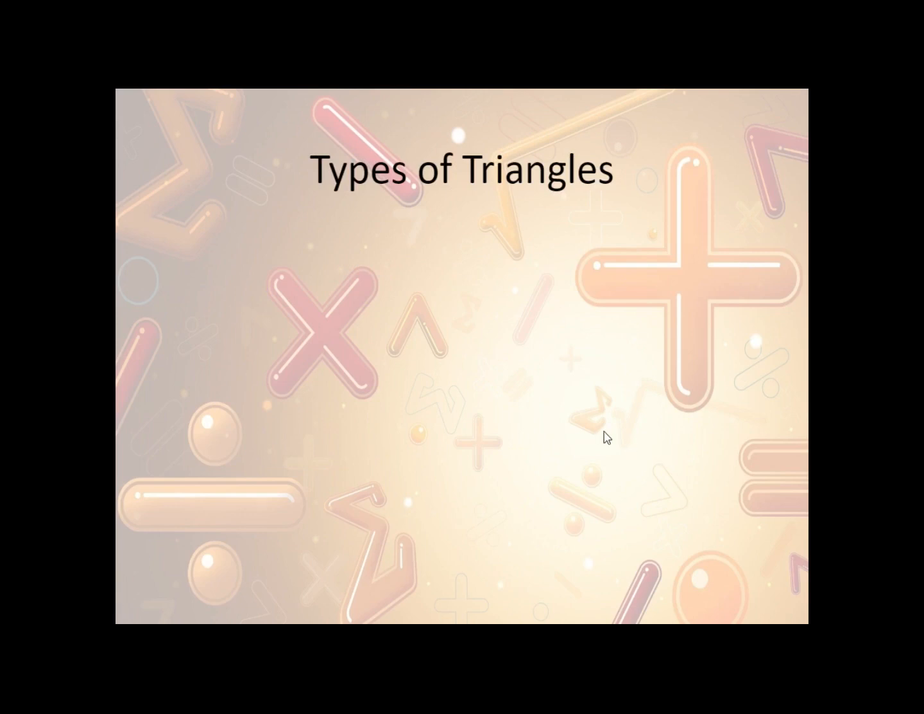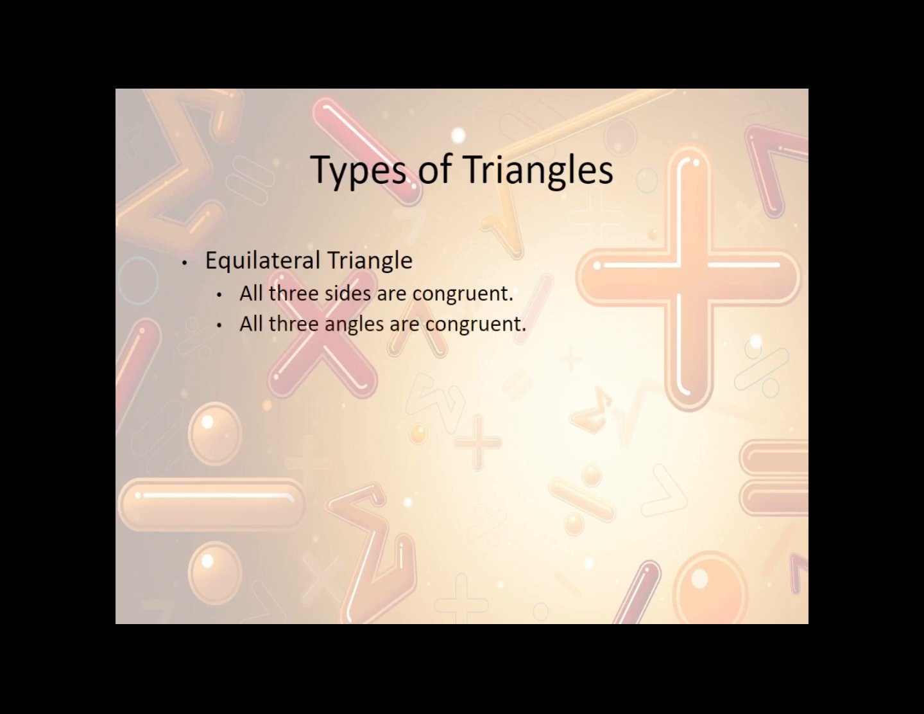Now, the different types of triangles. The first kind is an equilateral triangle. An equilateral triangle has all three sides congruent, and all three angles are congruent.